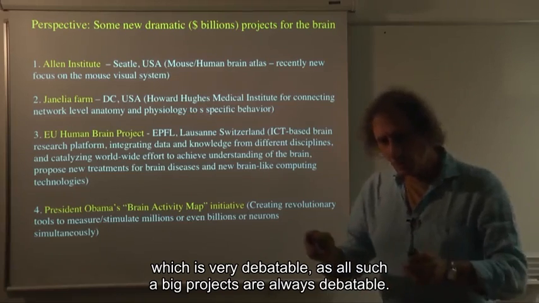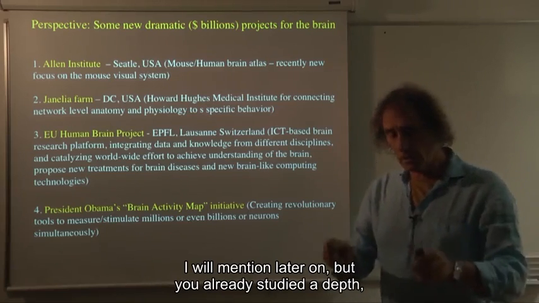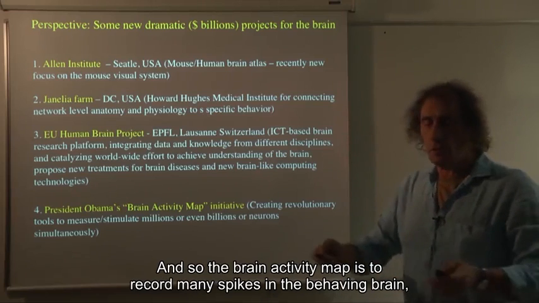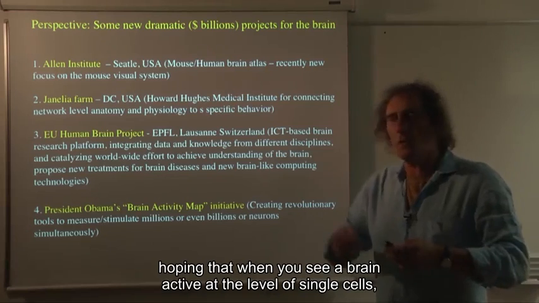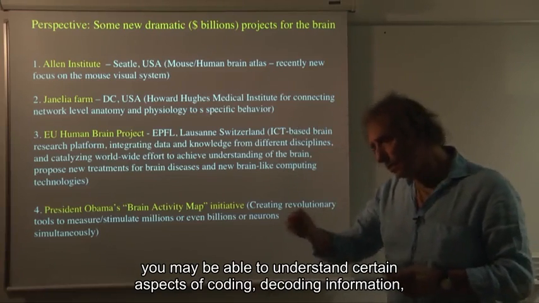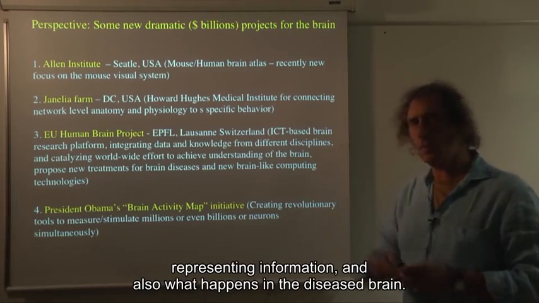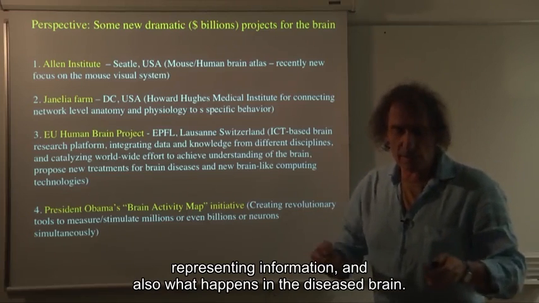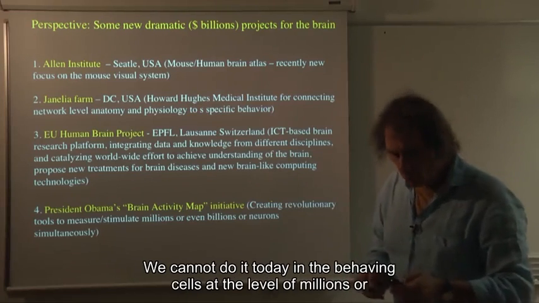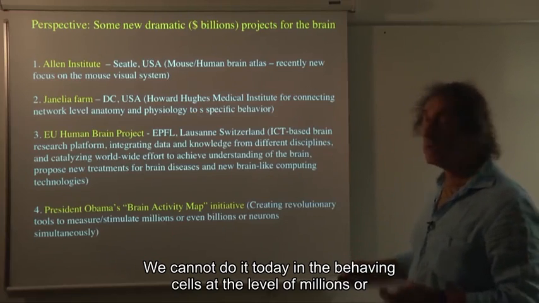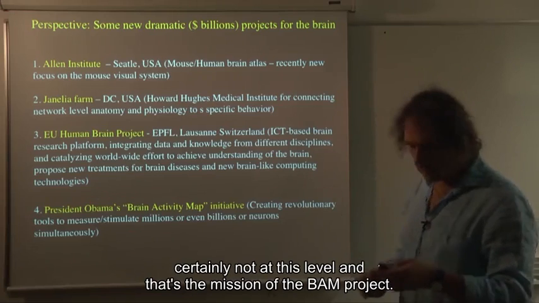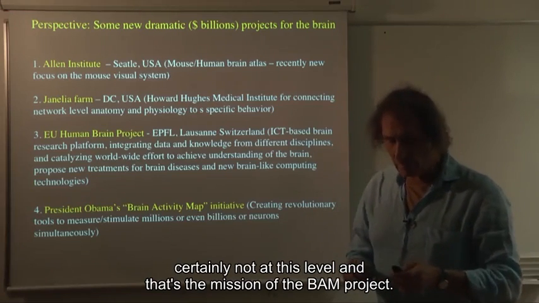As all such big projects are always debatable, I will mention later on, but you already studied in depth the Hodgkin-Huxley model and what spikes mean. And so the Brain Activity Map is to record many spikes in the behaving brain, hoping that when you see a brain active at the level of single cells, you may be able to understand certain aspects of coding, decoding, and representing information, and also what happens in the diseased brain. So that's the idea behind recording from many cells. We cannot do it today in the behaving brain at the level of millions or billions. We can record from hundreds of cells or maybe thousands of cells, but certainly not at this level, and that's the mission of the BAM project.